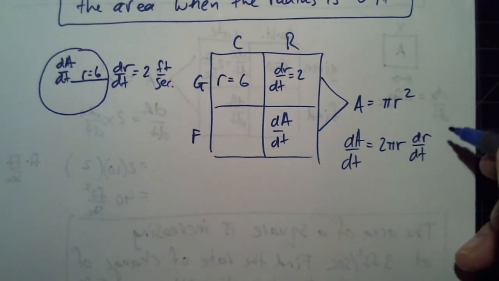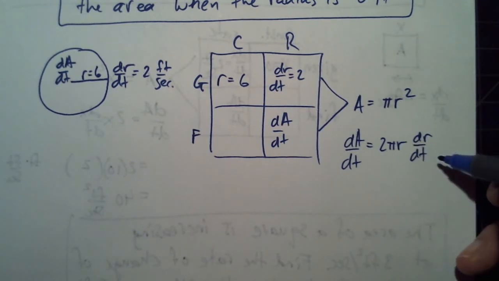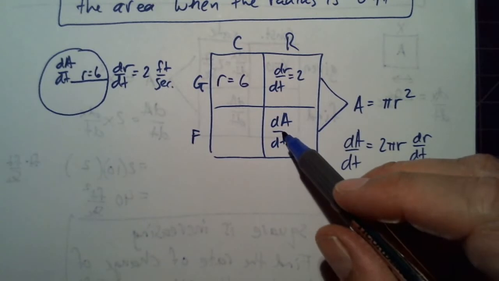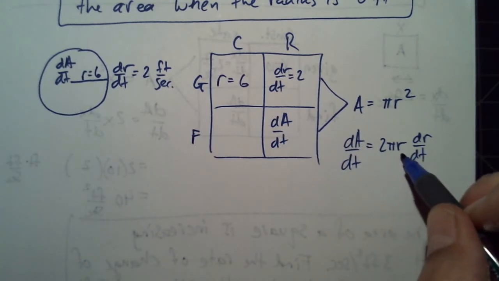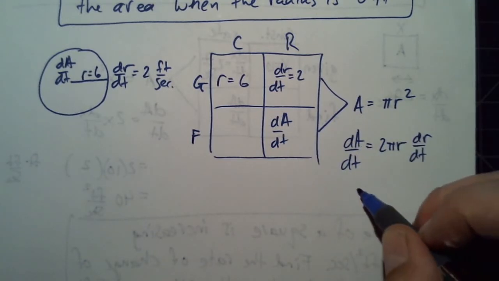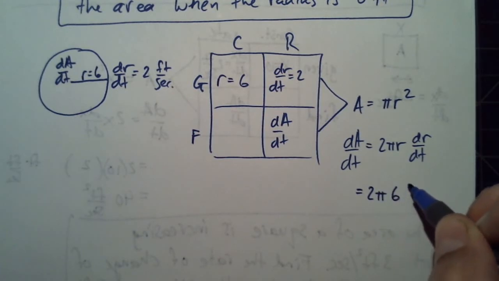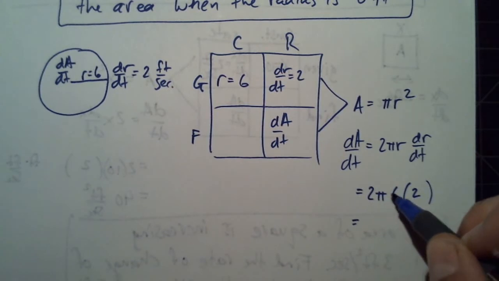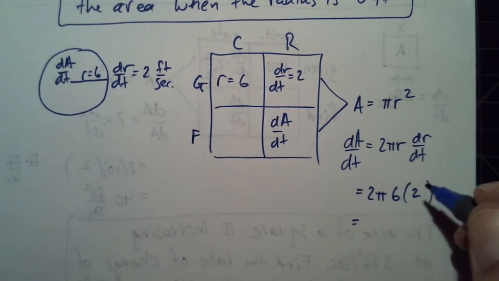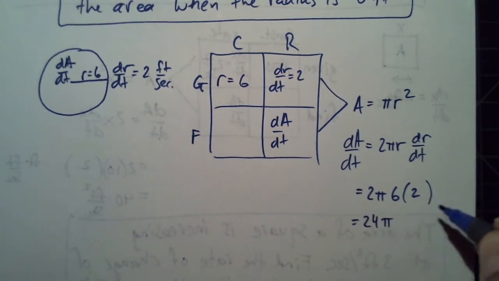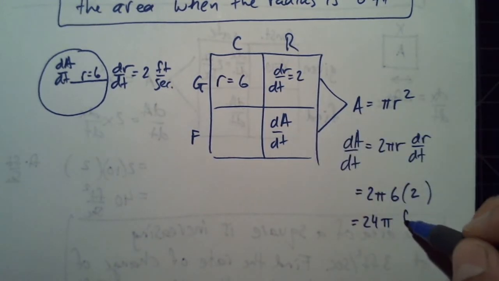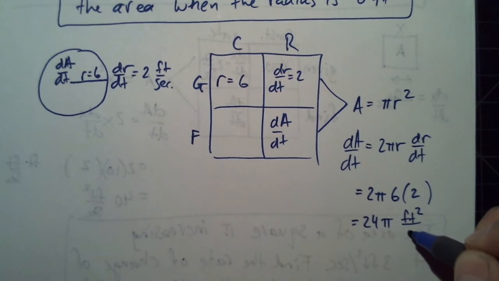dr/dt, the rate of change of r. We are trying to find dA/dt, so that'll stay a variable, and we have r is 6. dr/dt is 2. 4 times 6, 24 pi. And this is in area, so that'll be square feet per second.